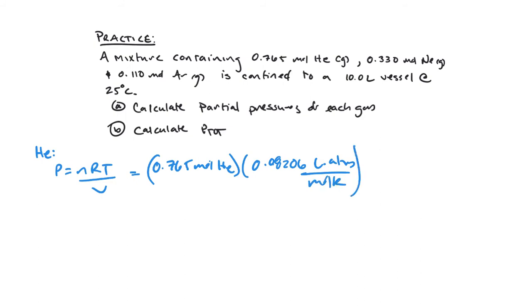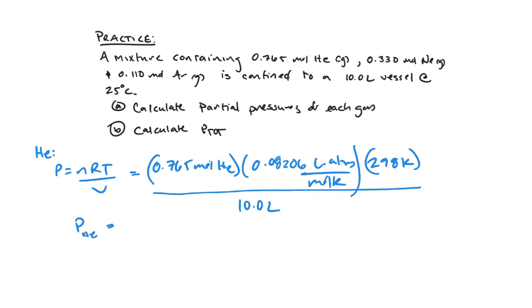Remember that you could use the other value for R if you want. You're just going to get an answer that's in kilopascals instead of atmospheres. There's no units specified here, so it could be either one. I'm going to do it in atmospheres just because I like looking at atmospheres better. So the temperature here is 25 degrees Celsius, but remember I have to convert that to Kelvin, so that becomes 298 Kelvin. Remember, Celsius plus 273 is equal to the temperature in Kelvin, and I'm going to divide that by the volume, which is 10.0 liters. So the partial pressure of the helium is equal to 1.87 atmospheres.